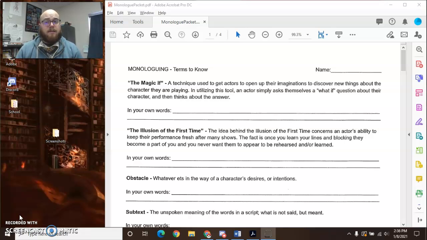Before you begin this assignment, you should have two things done. One, you should have an account made on playscripts.com, and two, you should find a monologue within one of those scripts. The first thing I want you to do is understand what a monologue is.